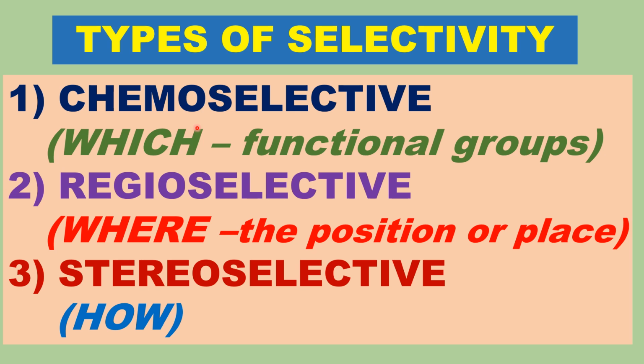Now, what is selectivity of chemical reactions? There are three types of selectivity. We will see them one by one. One is chemoselective: which functional group is selectively, preferentially reacting. Regioselective: it indicates position or place. Stereoselective: how stereoselective and stereospecific differ, I have given in a separate video. Please watch that video.